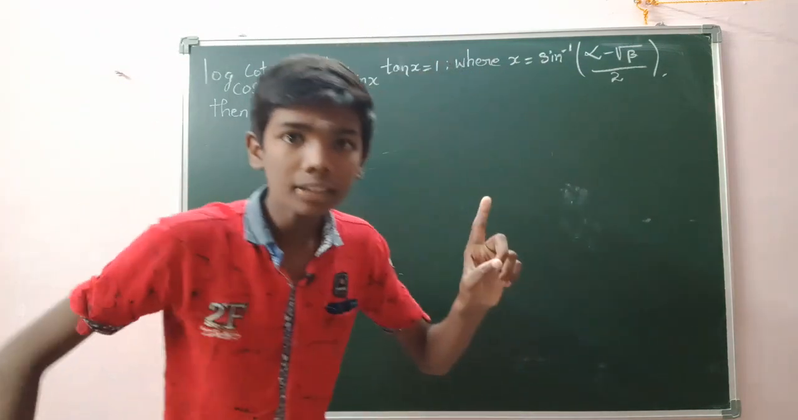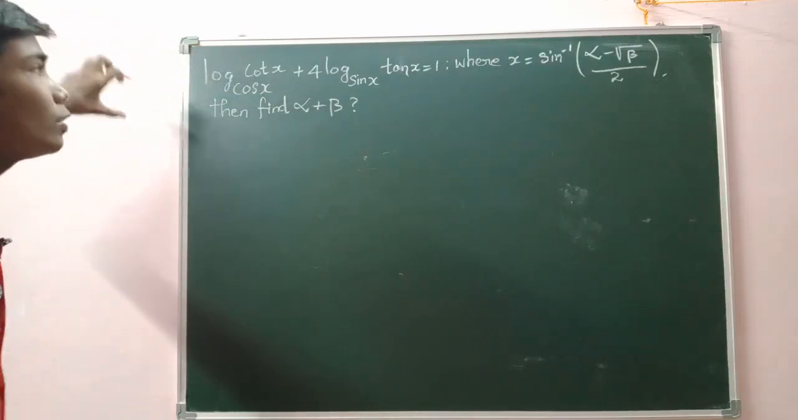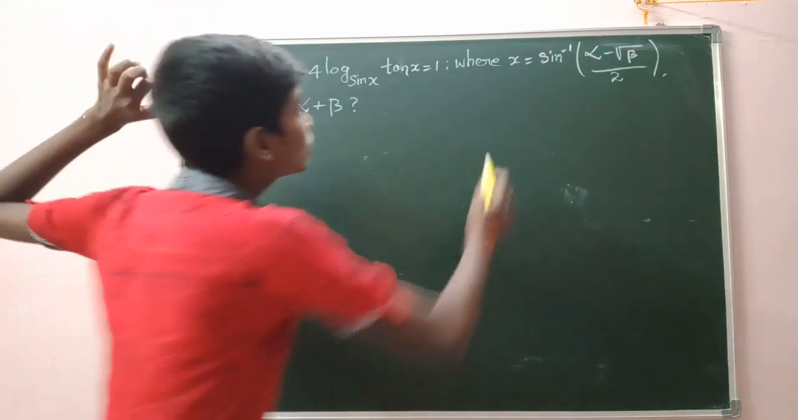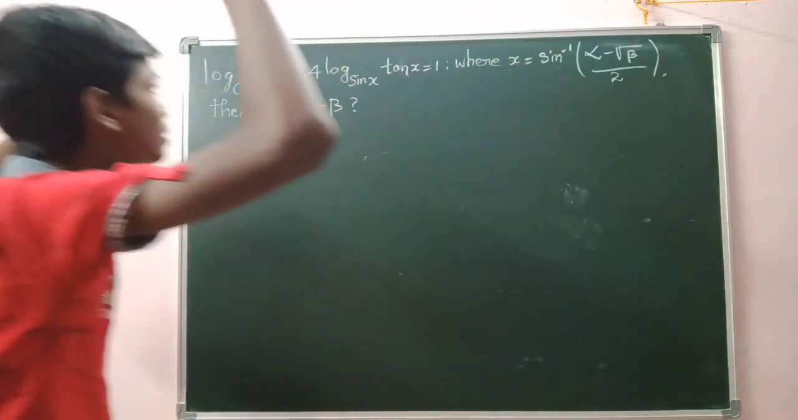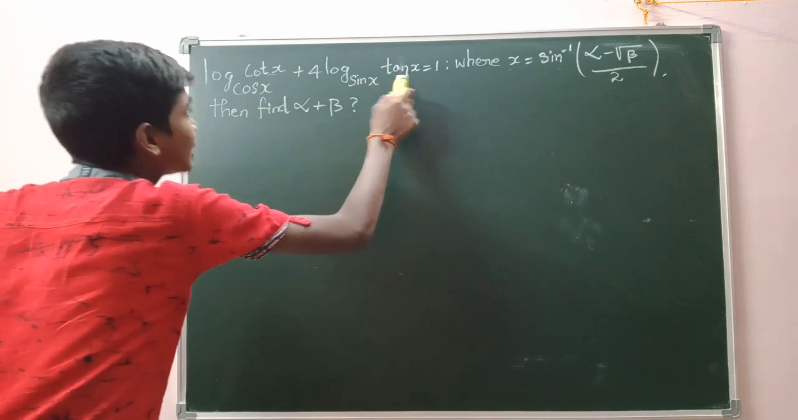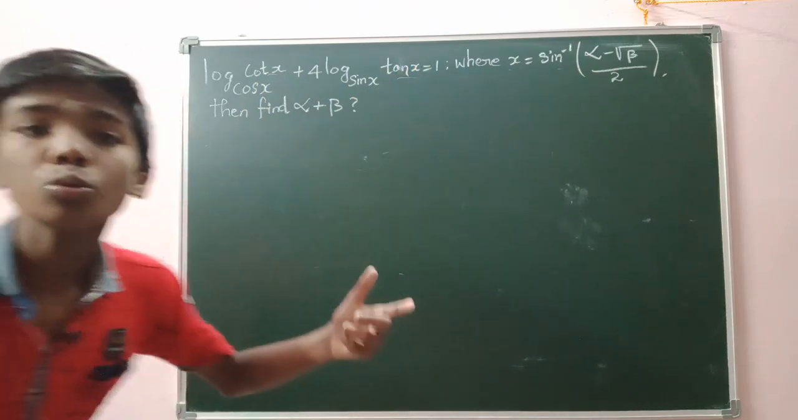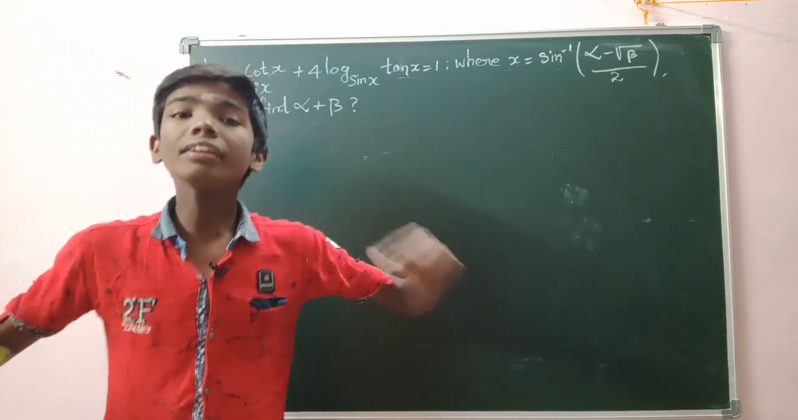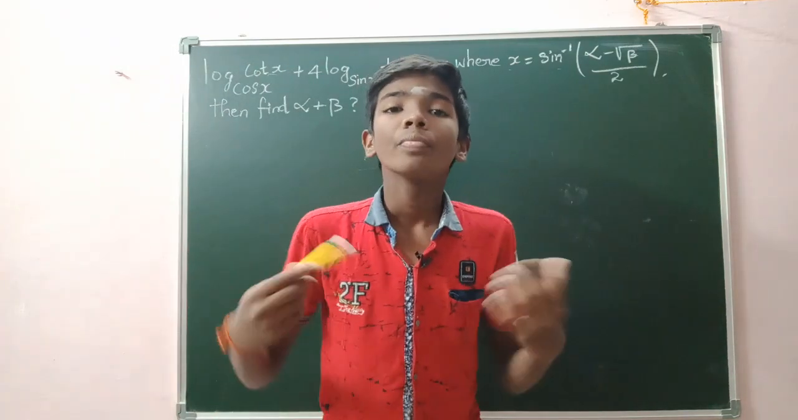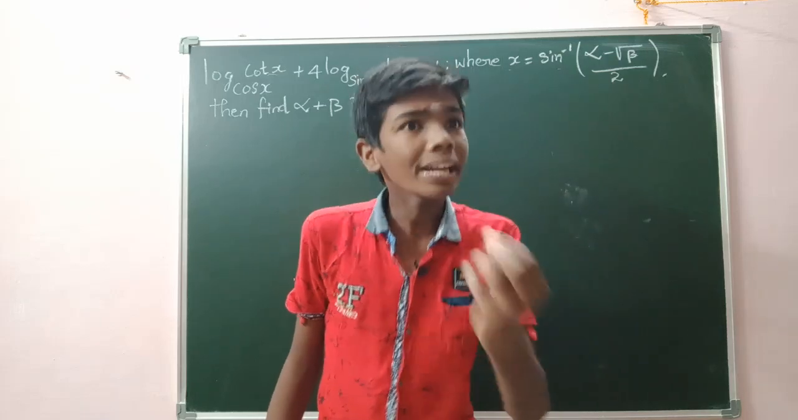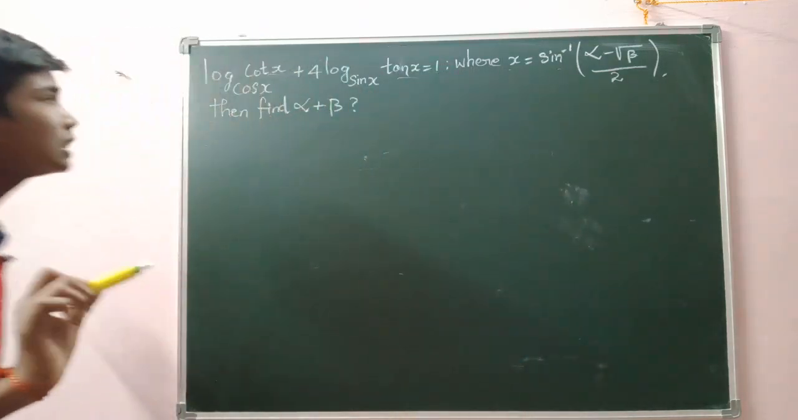This shows that I have a particular equation in terms of logarithm, but we also know that x is sin inverse of some value. So cot x and tan x should be converted in terms of sin x and cos x. Therefore, it will be very easy. What I am trying to convey here is that it's very easy, people.